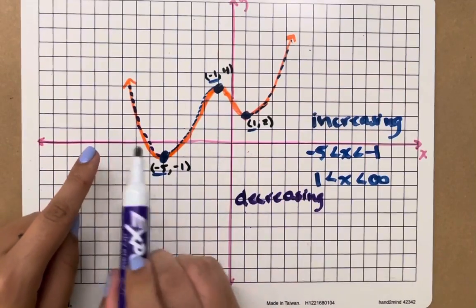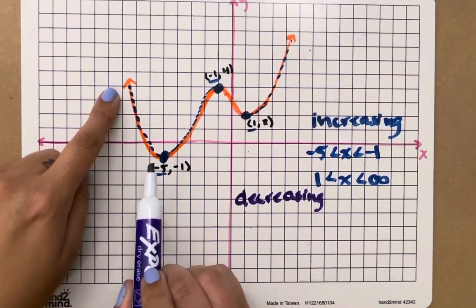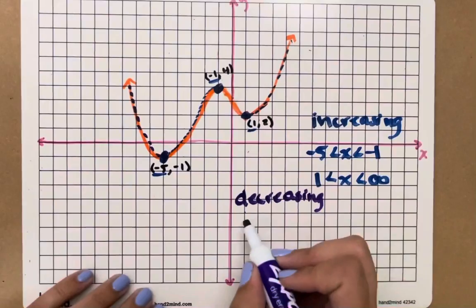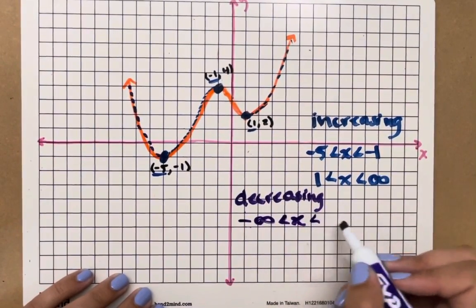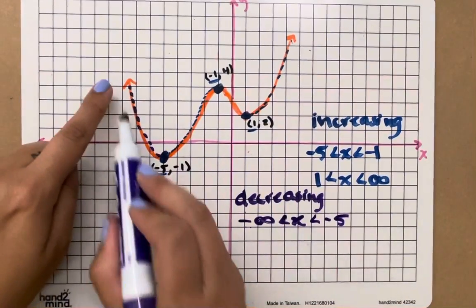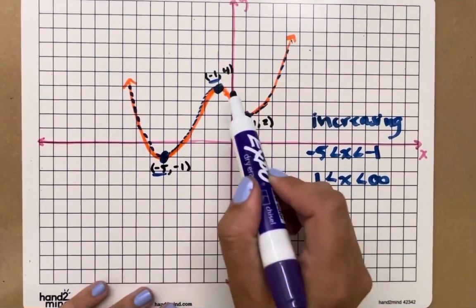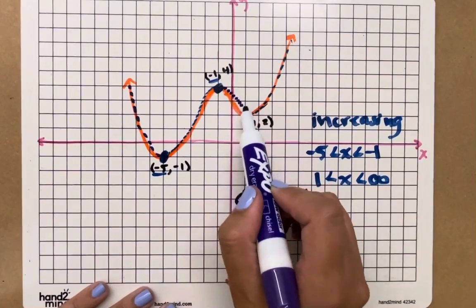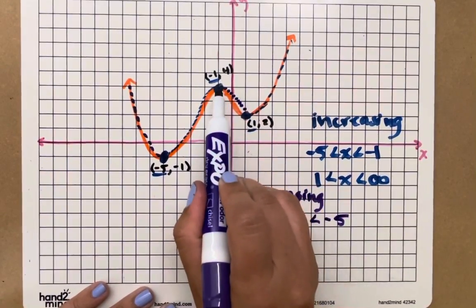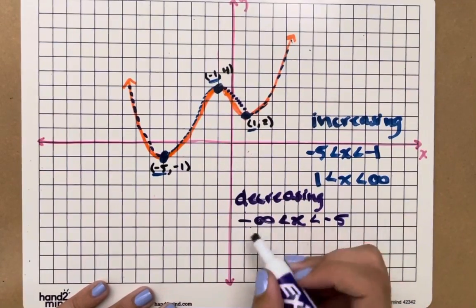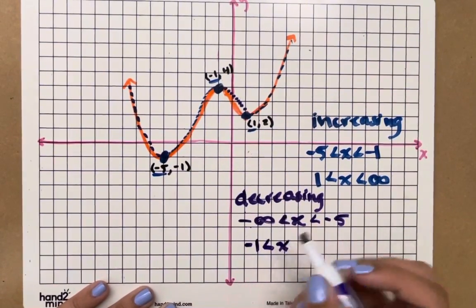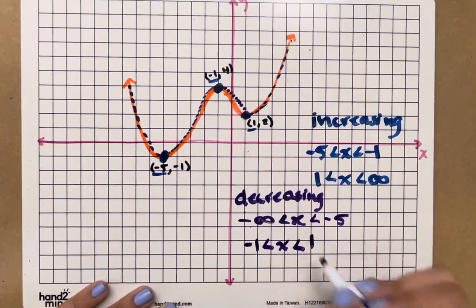I always write my intervals from left to right. So I'm starting at negative infinity is less than x is less than -5. That is one decreasing interval. And then I have this decreasing interval here as well. I can see that there's a negative slope all along this section. So that's from -1 to +1.